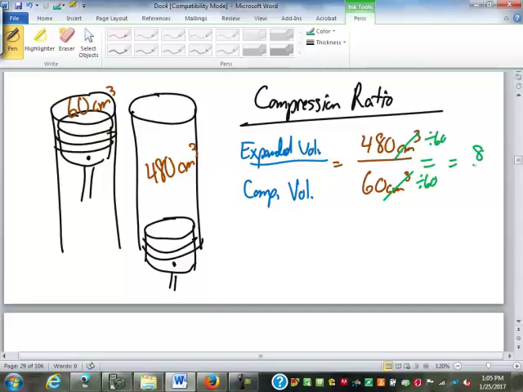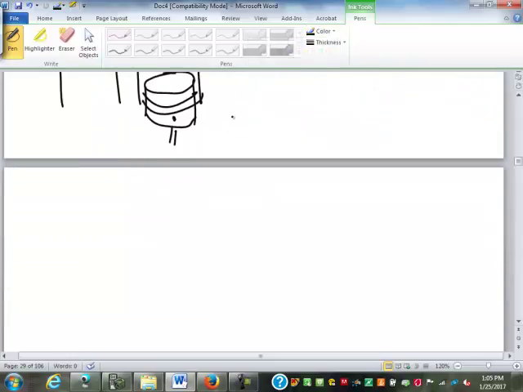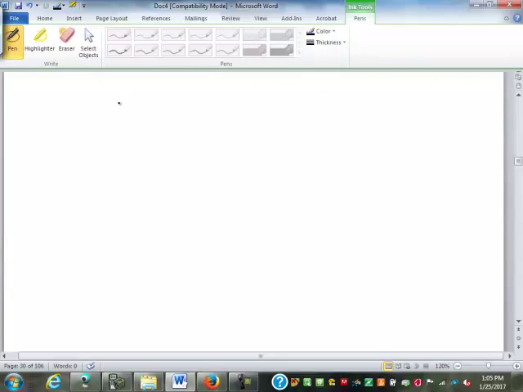Gives me an 8-to-1. A compression ratio typically does get reduced to a unit ratio, but we still have to leave it as 8-to-1. You can't just say 8 or 7.5 or something like that. You still have to say 7.5-to-1 or 8-to-1 or whatever.